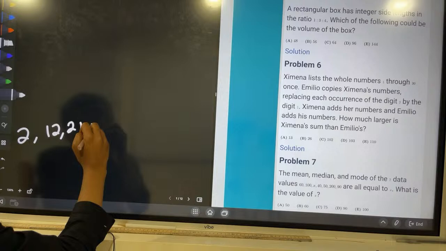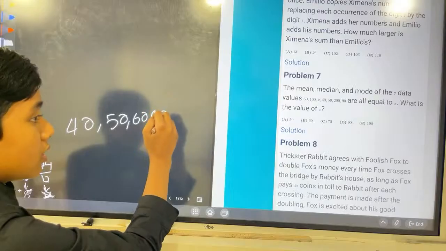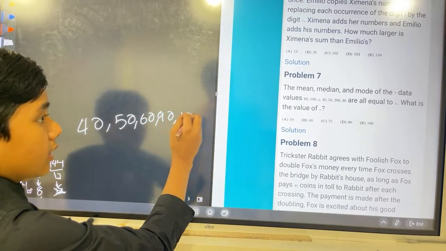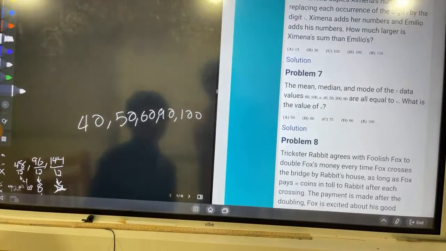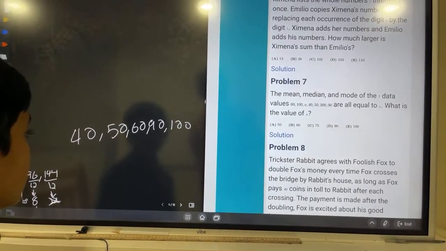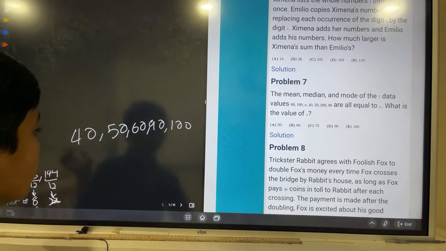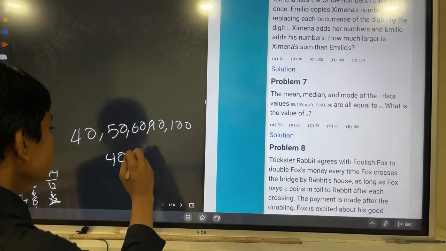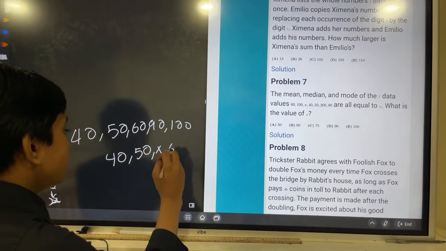Secondly, the mean and median. So let's see, 40, 50, 60, 90, 100. And x is the median of this. So if we place x somewhere here, it's going to be the median. So it could be like this.